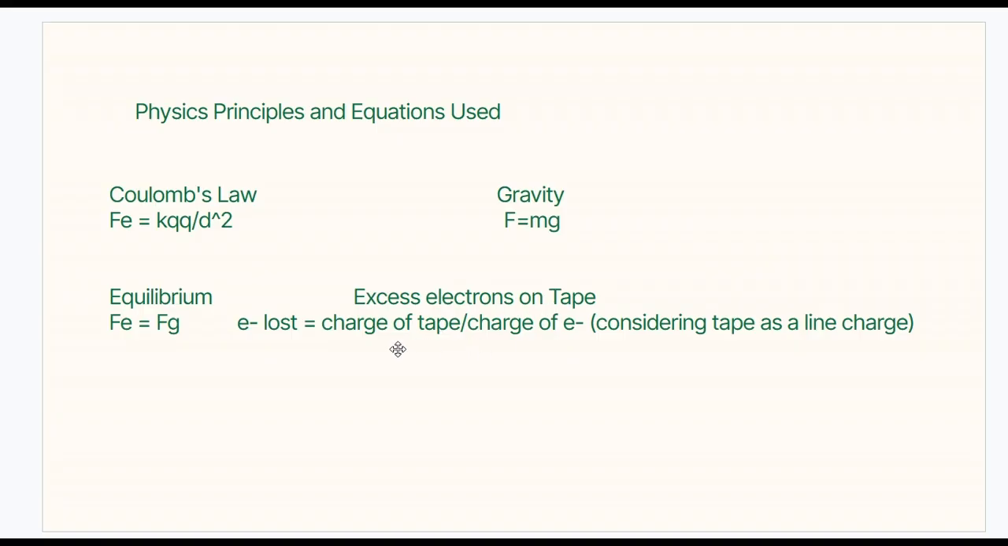And then the excess charge is just the charge of the tape divided by the charge of the electron, to see how much charge is left there, basically.